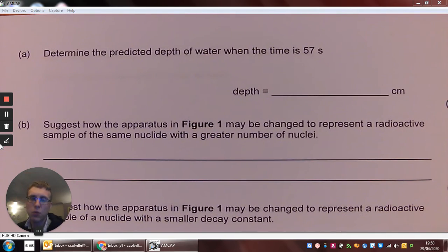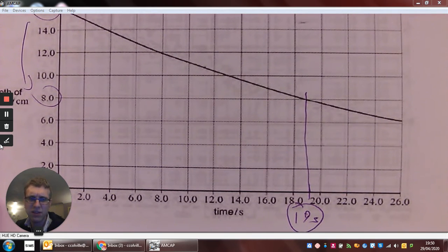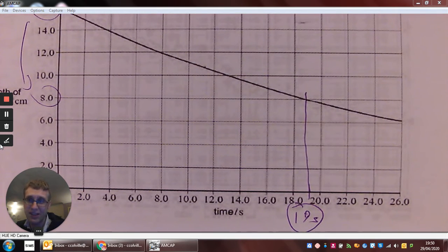Determine the predicted depth of water when the time is 57 seconds. Well, let's go back to my graph there. There is not 57 seconds on here at all, right? And more than one student has sat there and kind of went, oh God, how am I going to do this? How am I going to make it work?